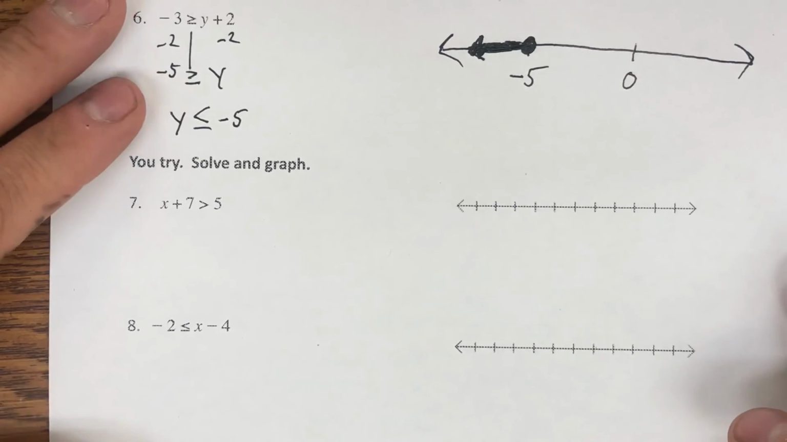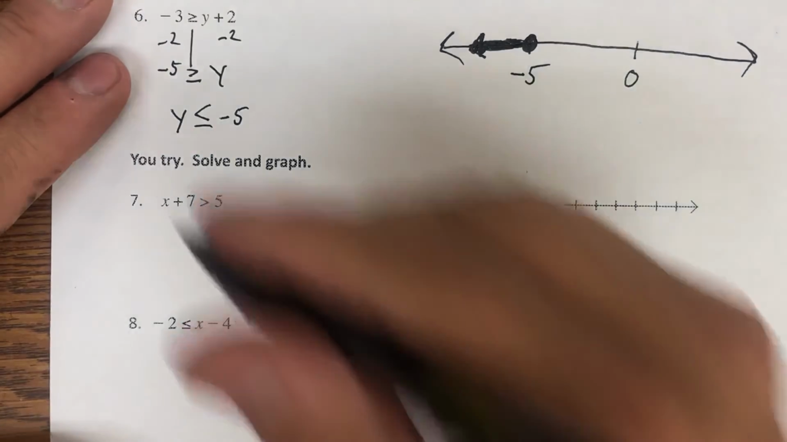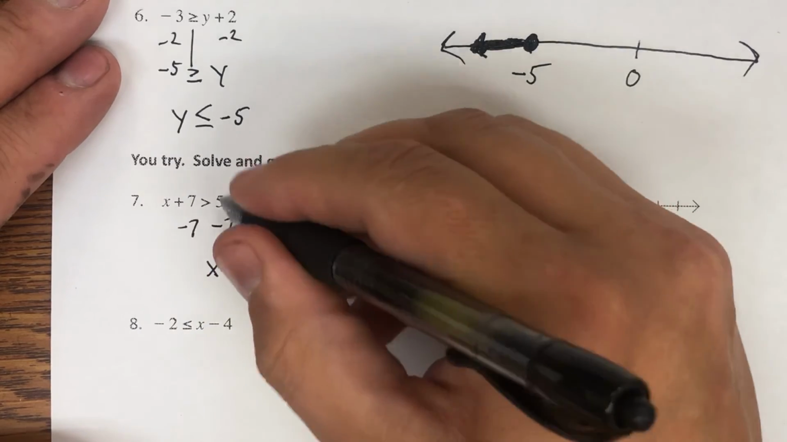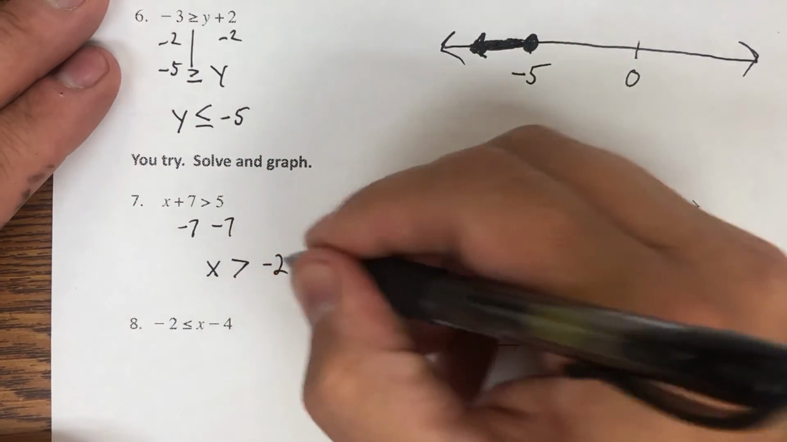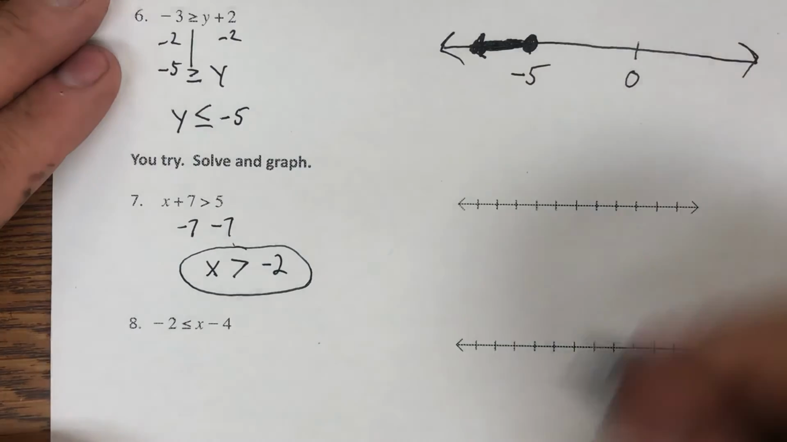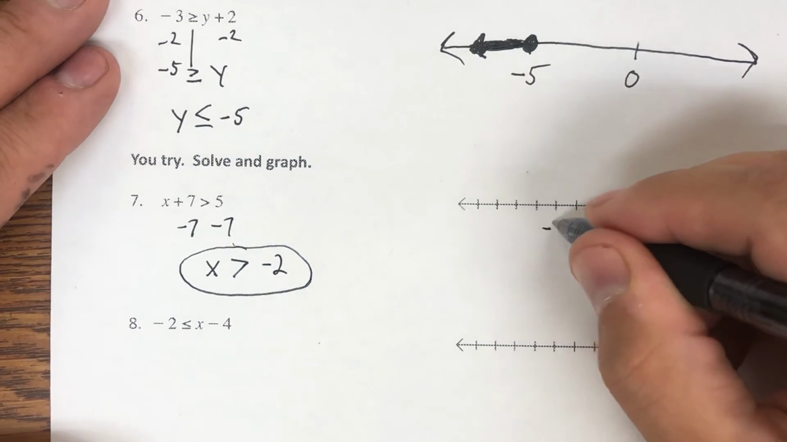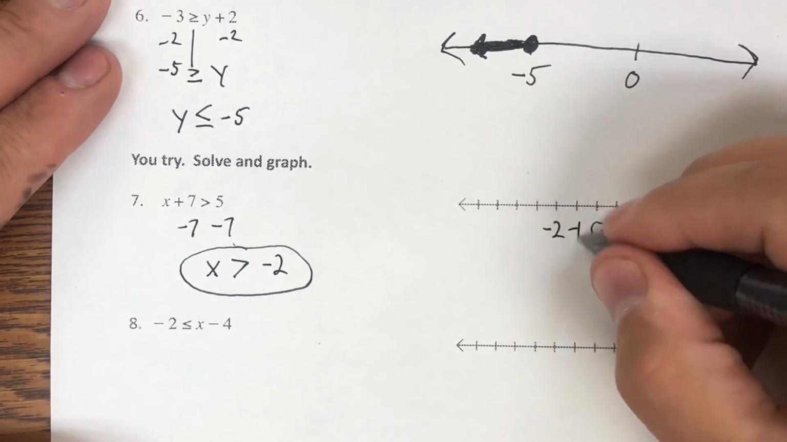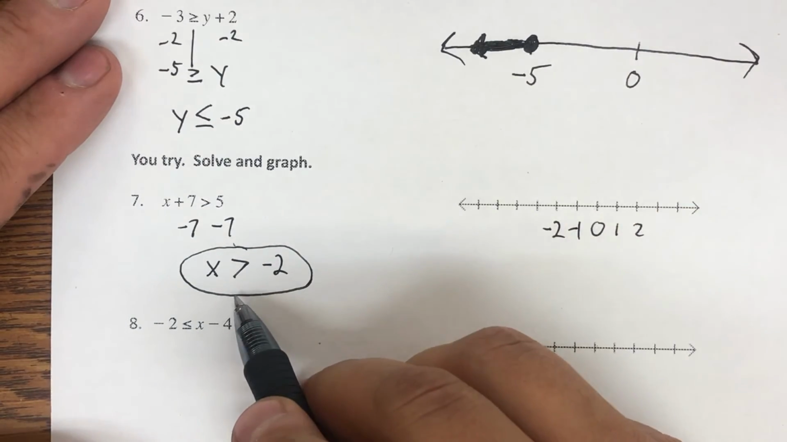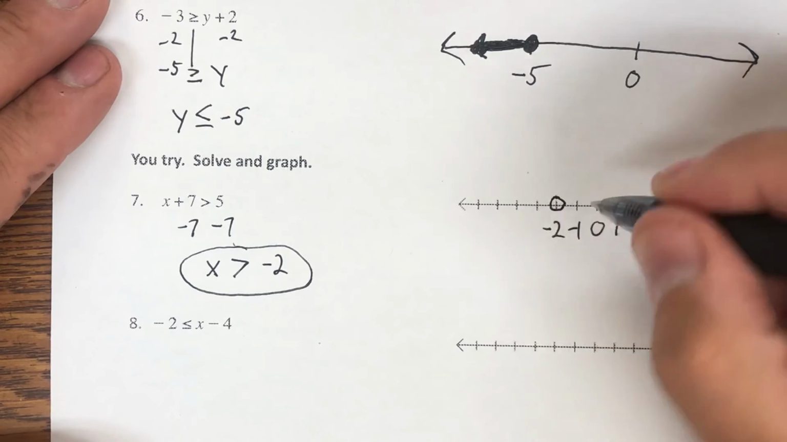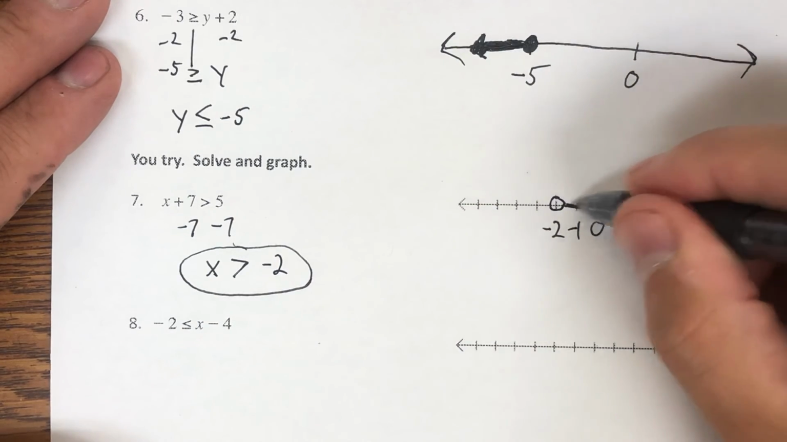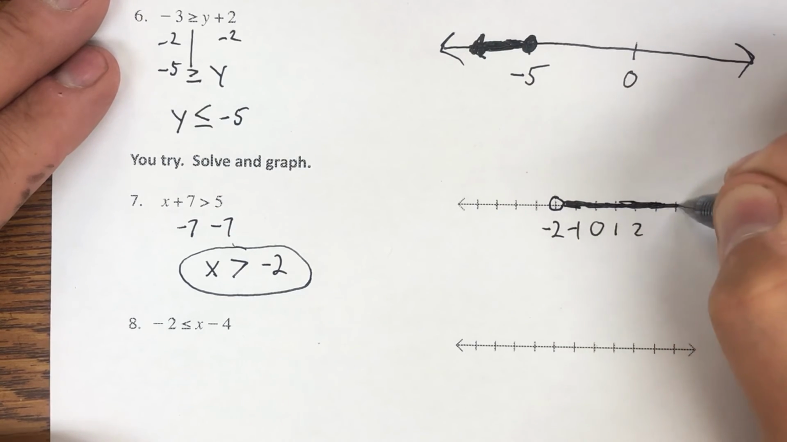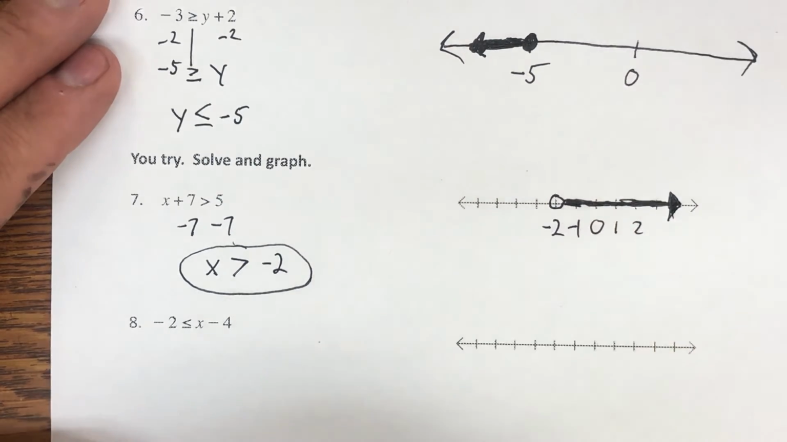All right, hopefully you had a good successful time solving these. First one, in order to solve, we're going to subtract 7. X is greater than 5 minus 7 is negative 2. That is our solution. Put 0 up, negative 2 on this one. That's not too far away, so I'll actually count it. 1, 2, this way. All right, at negative 2, open circle because it's not or equal to. And x is greater than, so we are shading to the right. The variable was greater than. Include my arrow. Got it.